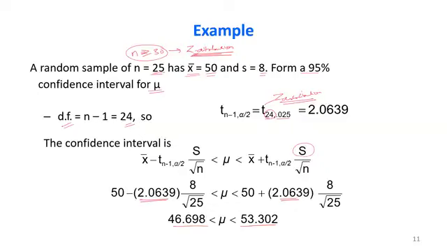So I'll take a pause. Is this clear, or do you have any confusion on this, guys?